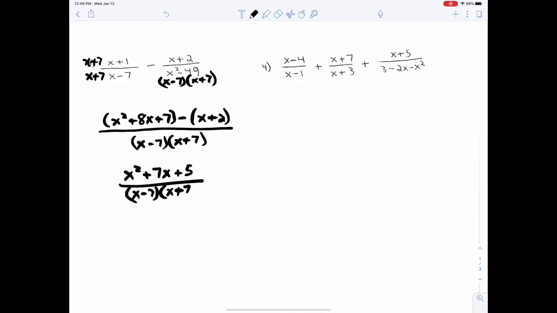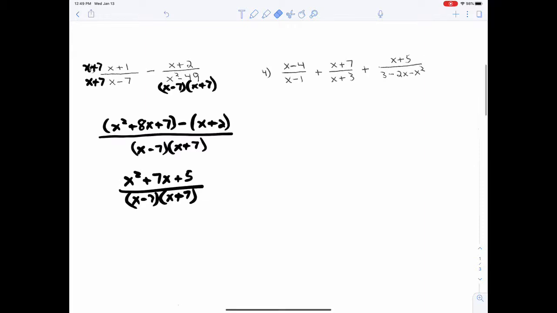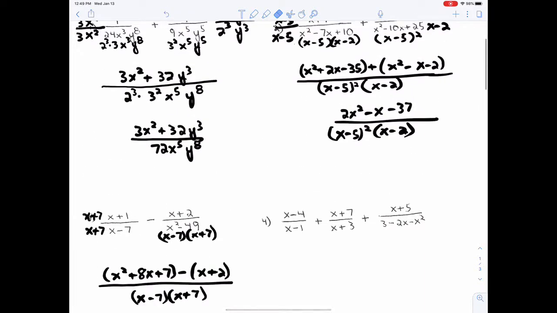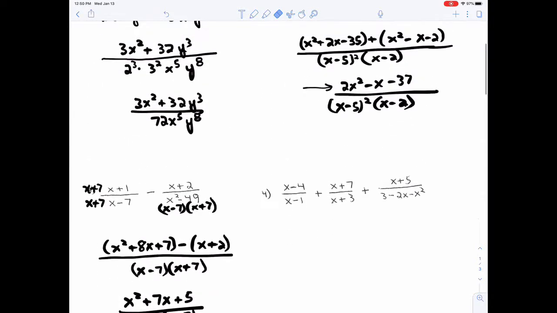And you should look to see if you could factor the numerator to see if you can cancel anything, but the numerator doesn't factor. Actually, even on this one, you'd look to see if you could factor the numerator and then cancel, but it doesn't factor, okay? So that's it.